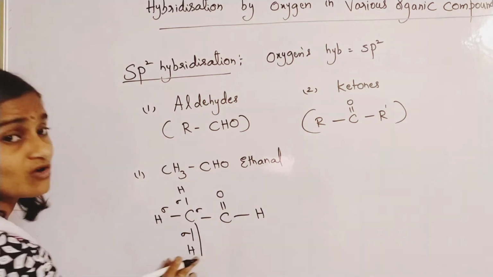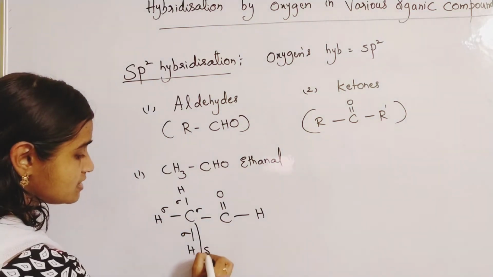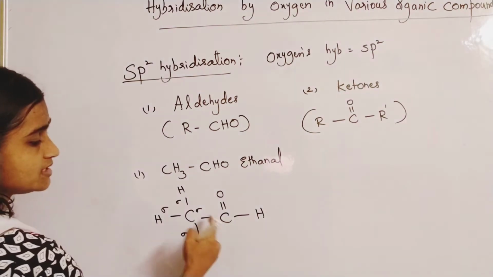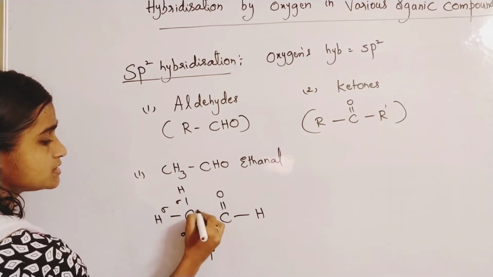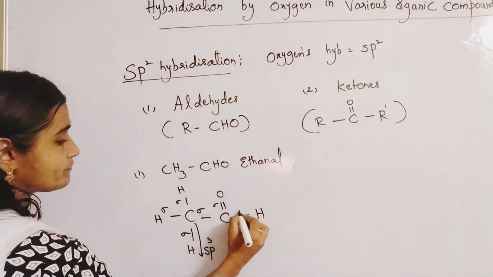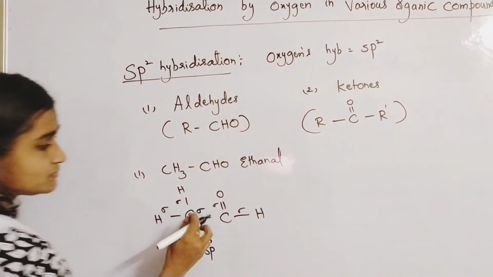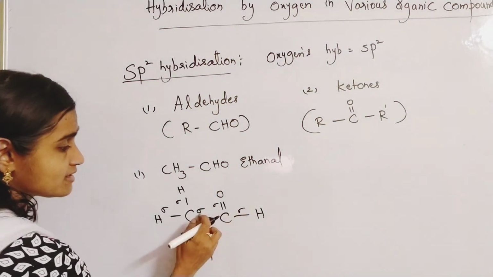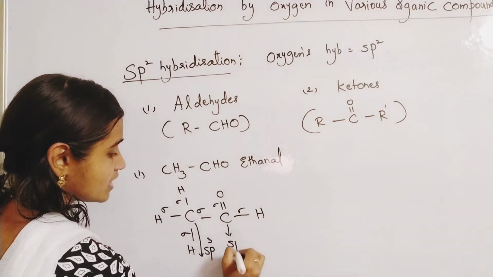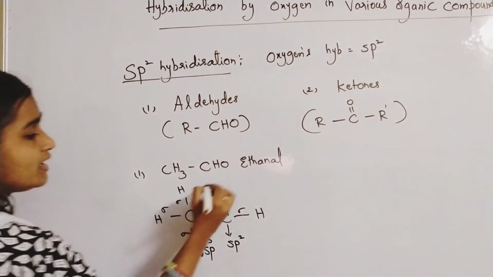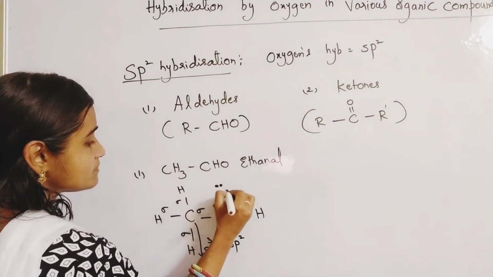So it is having what? sp3. First carbon sp3. And the second carbon is having 3 sigma bonds. Okay, now 3 sigma bonds, so it is having what? sp2 hybridization. Okay, and here oxygen is having 2 sigma bonds.